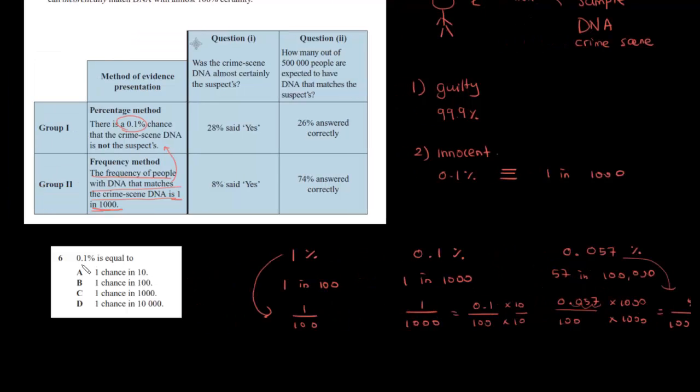Therefore, for question 6, it says 0.1%. This one here is equivalent to. Obviously, these two are the same sentences, and again, as this calculation shows here, 0.1% is equal to 1 in 1,000, so the answer is C.